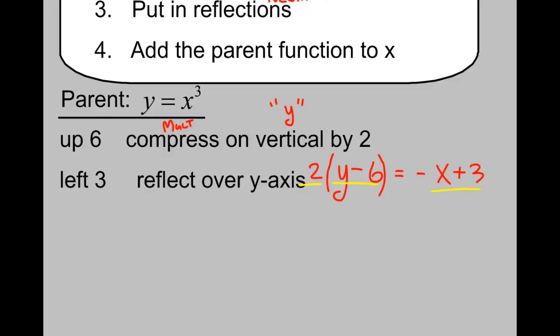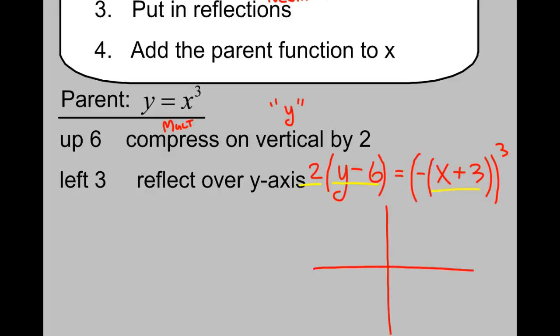But remember, the coefficient of x has to be 1, so I have to put a little parenthesis around there, like that. And then this is a cubic, so then I'm going to put parenthesis like that to the third power. Perfect. Okay, sketch a little graph.